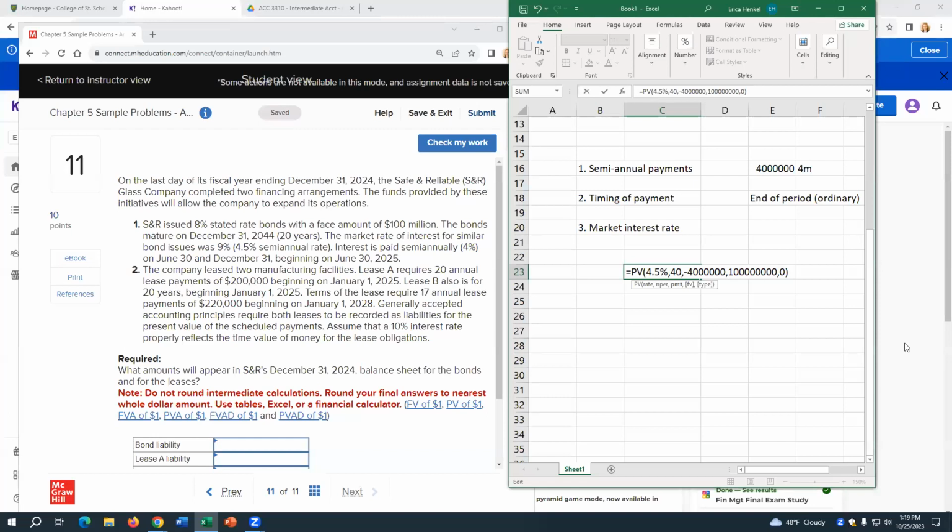Okay, that's right. And then, what did I screw up here? All right, I can see it. No, negative 100. Yeah, I didn't put those in the same direction. After all that talking about it, I didn't put the negative sign in there. All right, so there we go. 50 million just didn't feel right. Okay, so that's where we would be looking for that bond one.